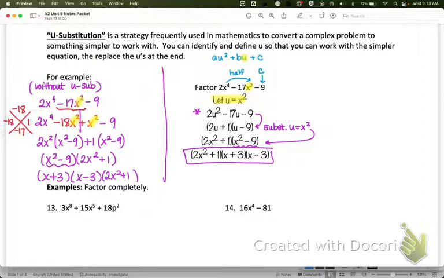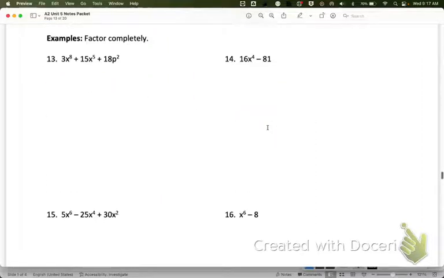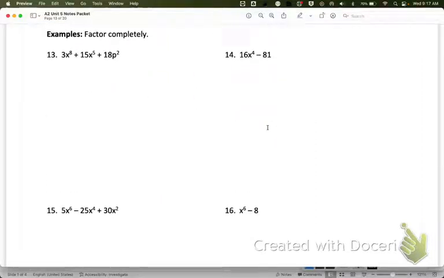Let's look at a couple of problems. Okay, so we want to factor completely. And again, we're always going to check first for a GCF. And so on number 3, there is a GCF. I can divide everything by 3p squared. And that gives me, oops, these variables are supposed to match, by the way. Let's change this p to an x. And we'll go with that.